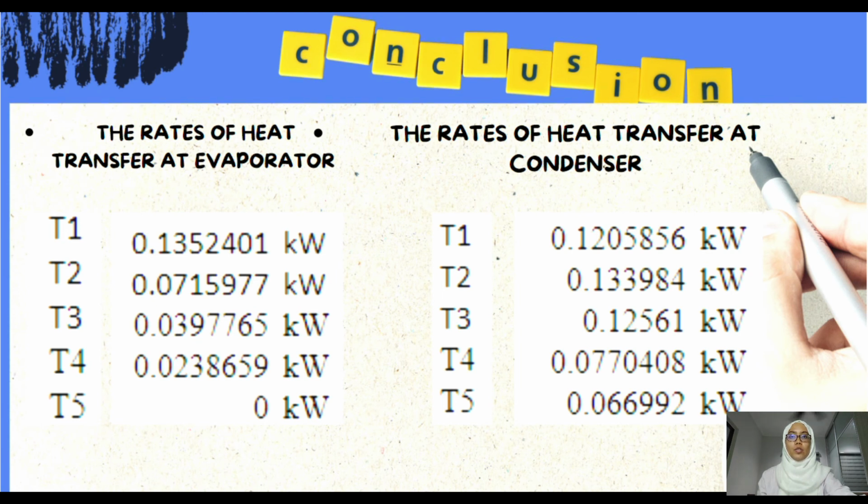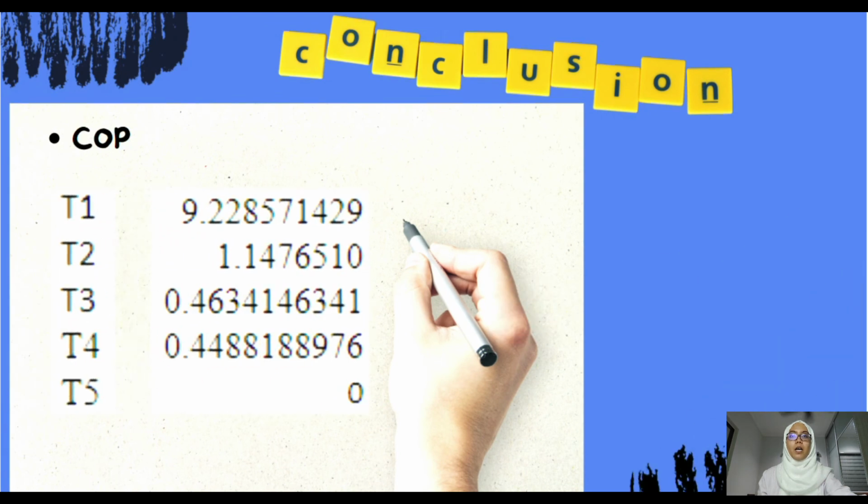0.1352401, at T2 0.0715977, at T3 0.0397765, at T4 0.0238659, and at T5 0. And for the condenser, T1 0.120586, T2 0.1339840, for T3 0.1256100, for T4 0.0770408, for T5 0.06699.